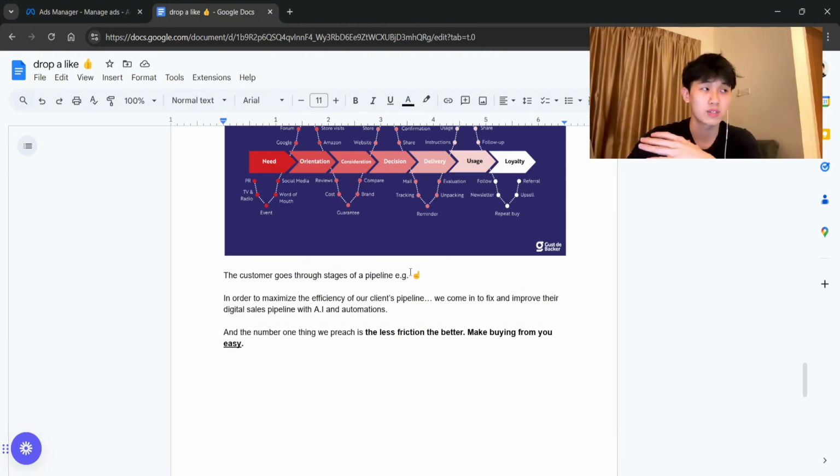Now, that's the same as e-commerce or even just lead generation. The number one thing we preach is the less friction, the better. Make buying from you easy. And you just got to keep that sentence in mind. Whatever you do when you are improving your pipeline, building an online store, or making a lead form, you want to remember the less friction, the better. And you want to make buying from you easy. That's our number one motto.